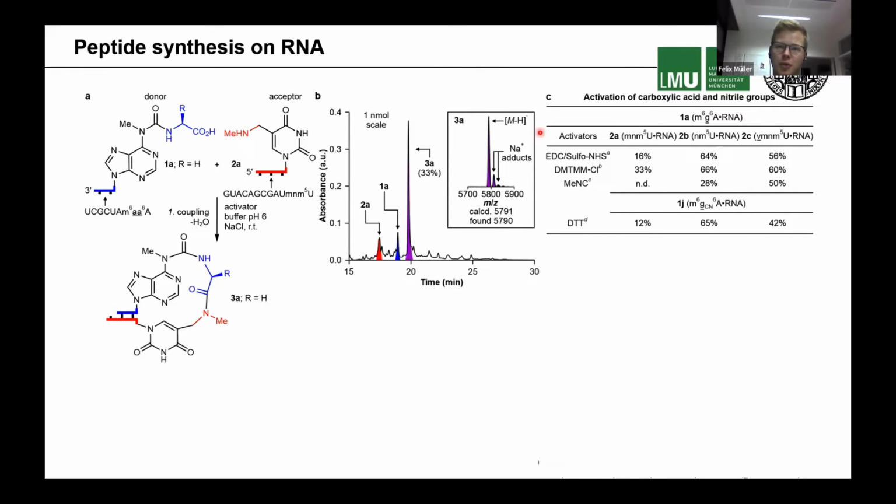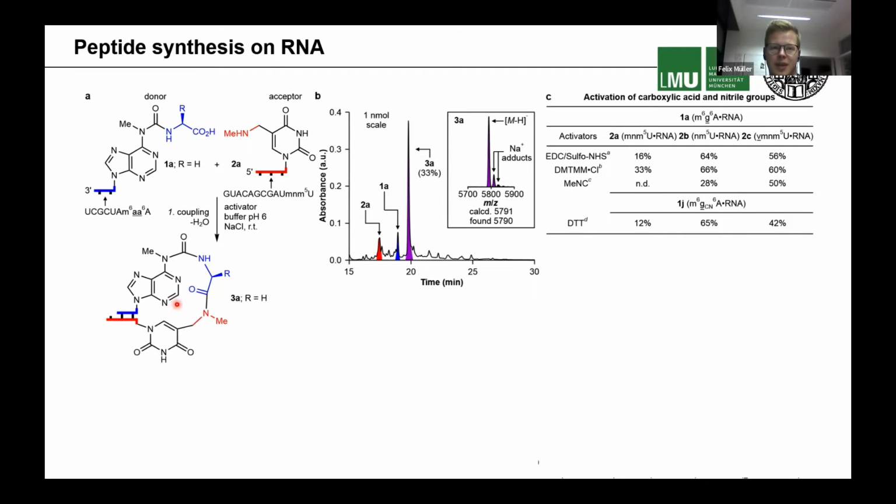Here we have a chromatogram of the reaction. So we were mixing equimolar ratios of the oligonucleotides, then adding an excess of the activator, and afterwards analyzing the reaction by HPLC. Here in the chromatogram we can see 3 major signals. 2A refers here to this acceptor strand in red, 1A refers to the amino acid donor strand in blue, and here the purple peak is the formed product 3A in this case.